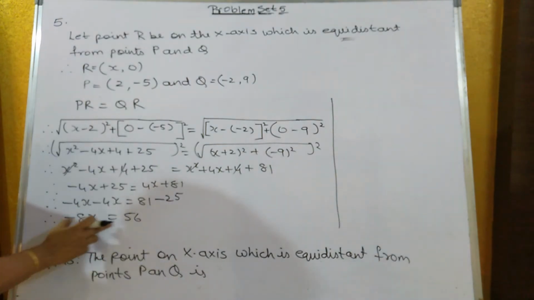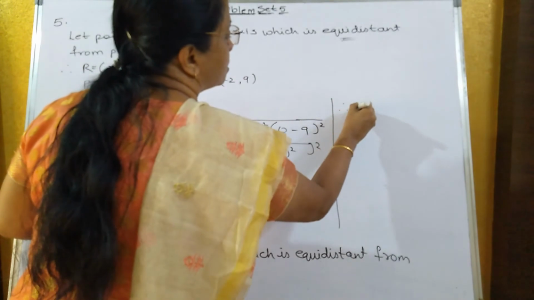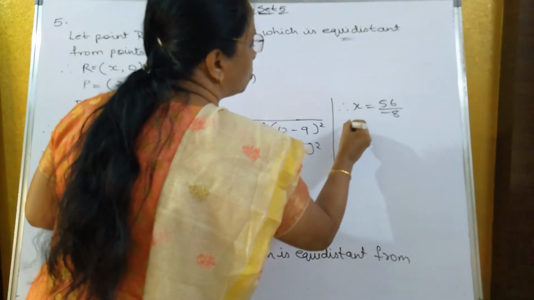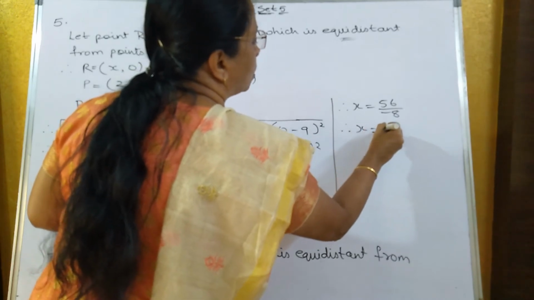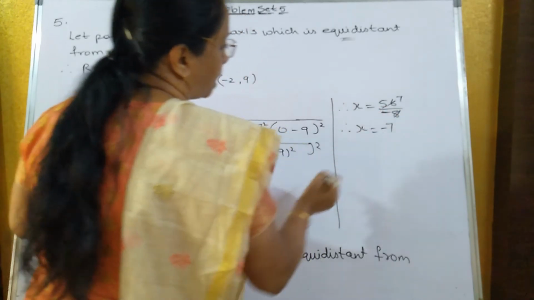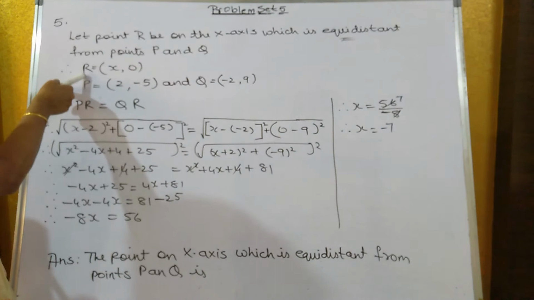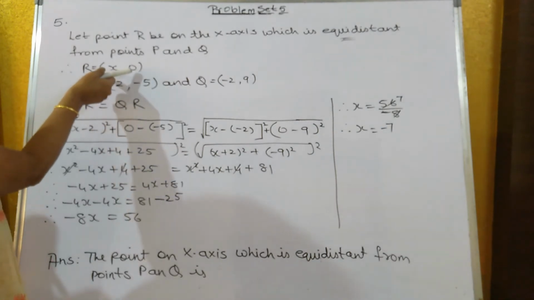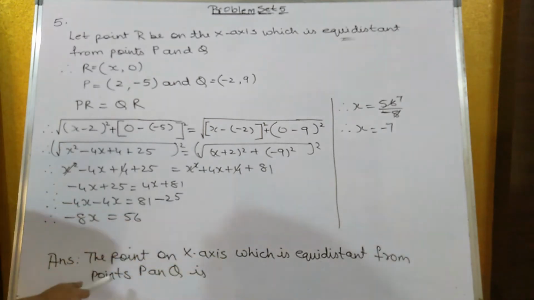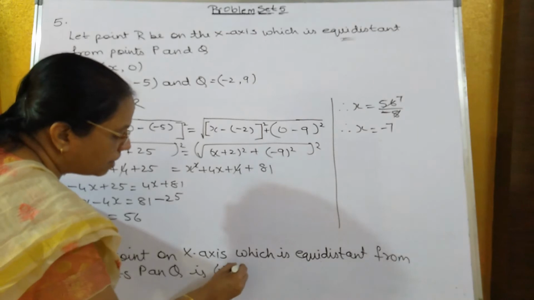So x is equal to what? 56 upon minus 8. When you divide, what do you get? 8 ones are 8, 8 sevens are 56. Since it is minus 8, the answer will be x is equal to minus 7. So the coordinates of R are what? Minus 7 and 0. So the point on the x-axis which is equidistant from points P and Q is (minus 7, 0).